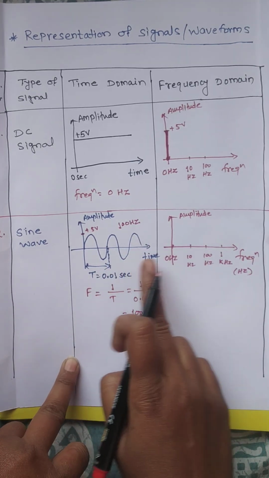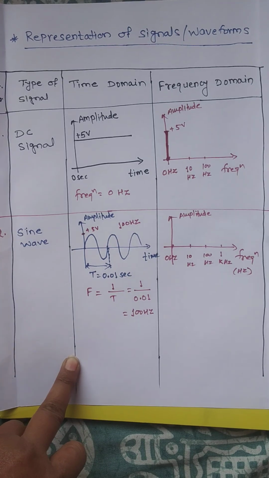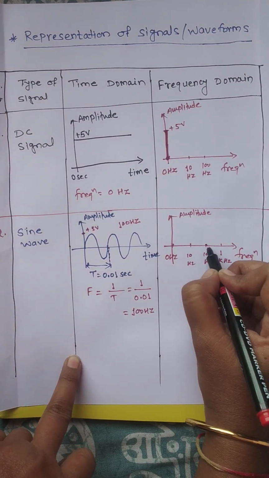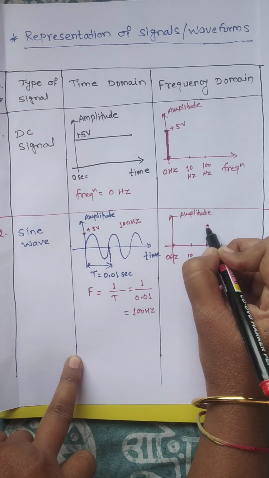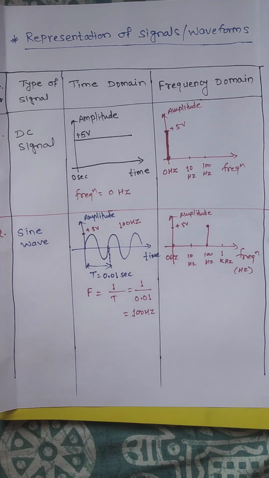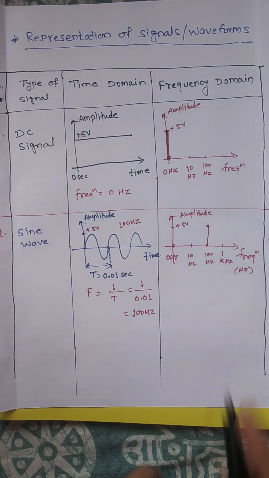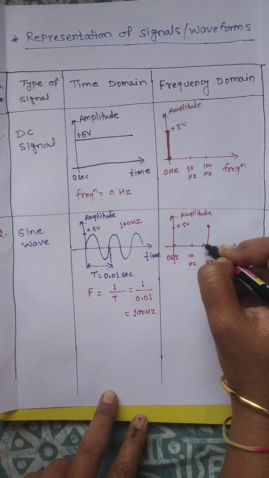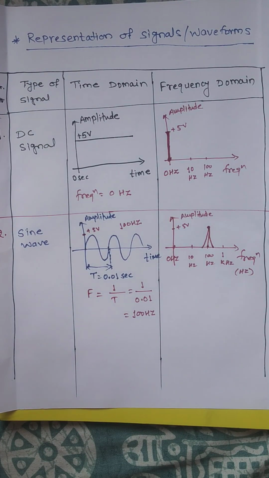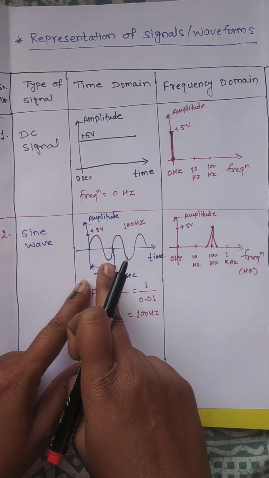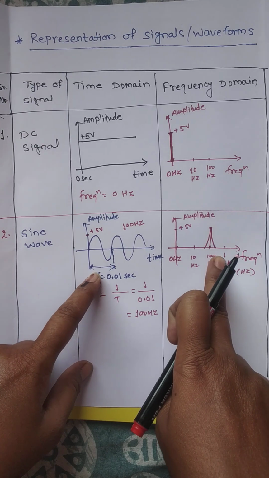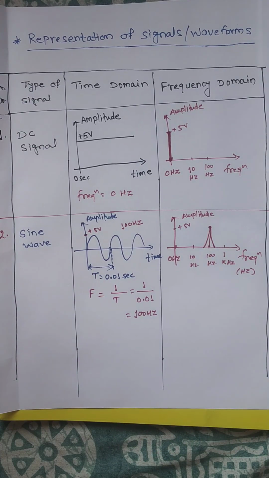So how we can represent the same signal in the frequency domain? So at 100 Hertz, this signal is having the amplitude as plus 5 volt. Maximum amplitude we are plotting. Understood? Or sometimes a spike is plotted in this way at 100 Hertz. So see, same sine wave, its representation in time domain, its representation in frequency domain. It's that much easy.